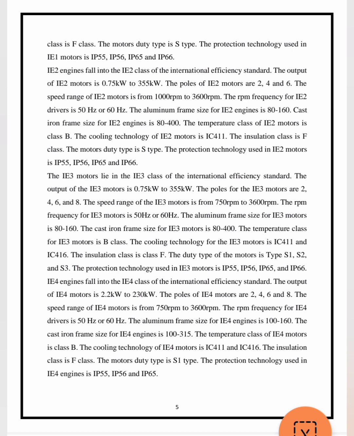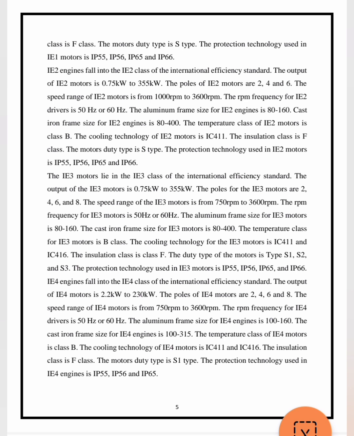Now, IE4 motors fall into the IE4 class of the International Efficiency Standard. The output is 2.2 kilowatt to 230 kilowatt. The poles of IE4 motors are 2, 4, 6 and 8. It is just like the IE3. The speed range of IE4 motors is 750 revolutions per minute to 3600 revolutions per minute. The frequency for IE4 motors is 50 Hz or 60 Hz. It is just like the IE1 motors.